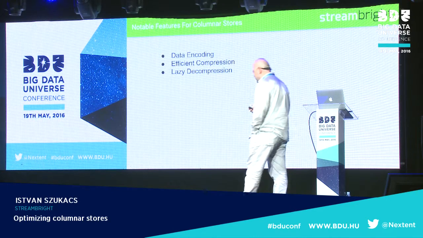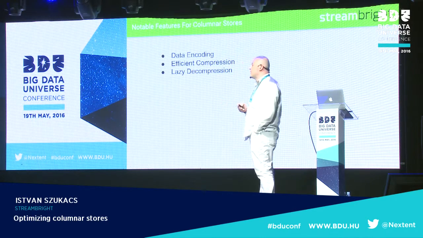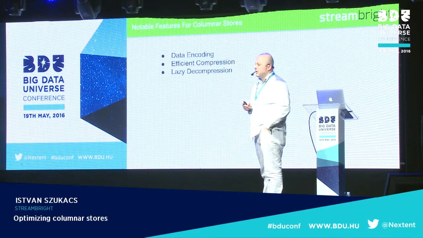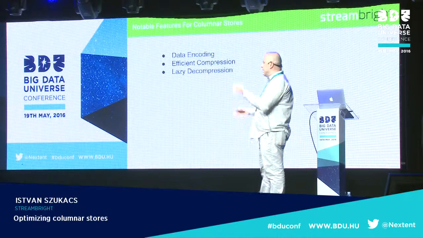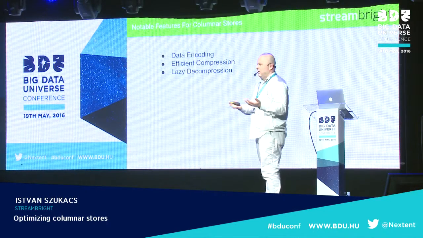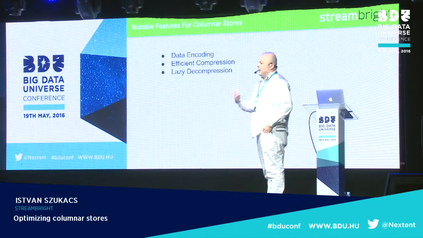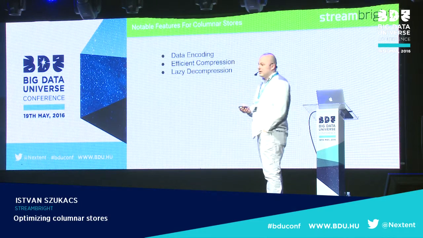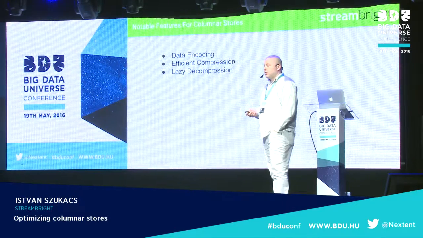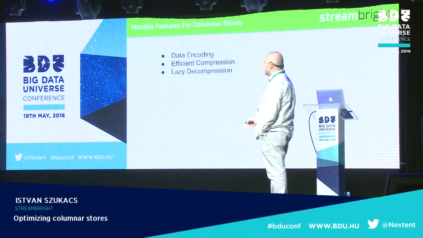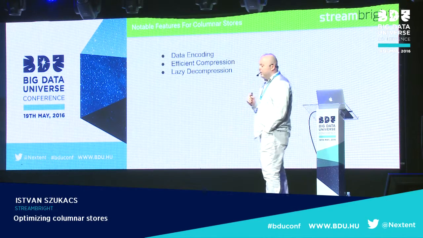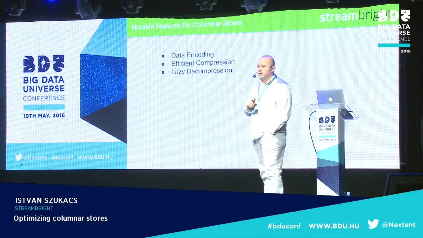Okay. So some notable features for these columnar stores. We can use some smart data encoding because in the same column, it's the same type of information. So you can have assumptions about what you are going to be storing there, and then you can come up with smart data encodings, and that's really important for saving space. Also, you can have efficient compression because you usually have highly repeated values if you do it right, and that helps compression. And another fun part is that you can have lazy decompression.